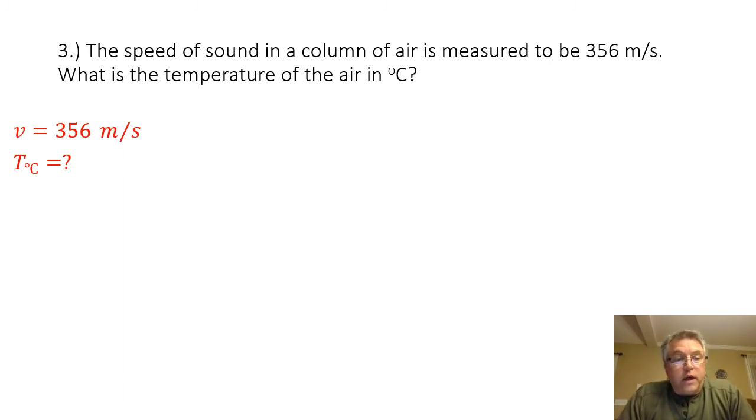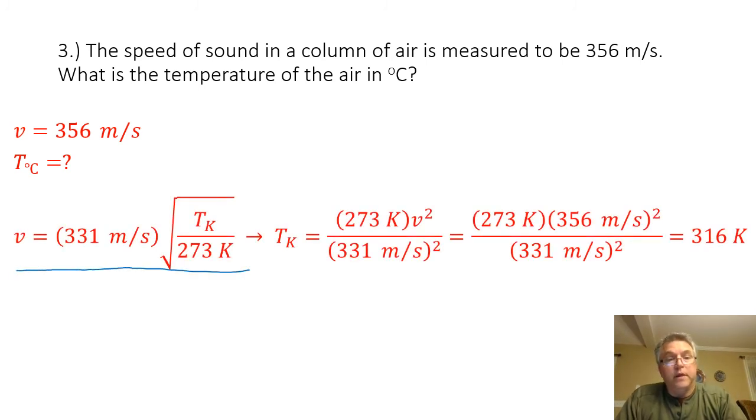For this one, I am going to do a kind of the reverse of how I did the previous problems. I am going to start with the speed and then try to find the temperature. So I'm still going to use my speed of sound in air formula, but this time I'm going to solve for the temperature. And remember, this formula will give me the temperature in Kelvin. I always use Kelvin temperatures in this formula. I can't plug Celsius temperatures into it, and it will not give me Celsius temperatures.